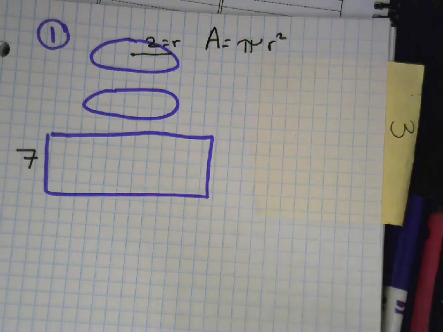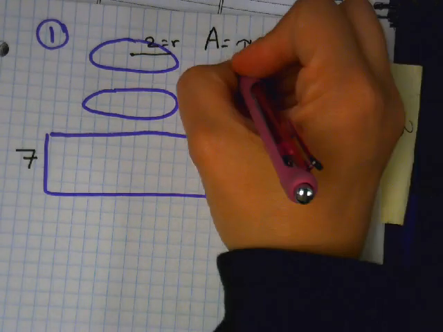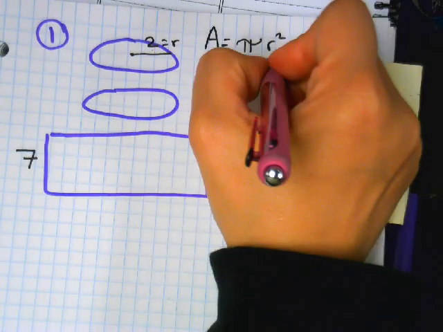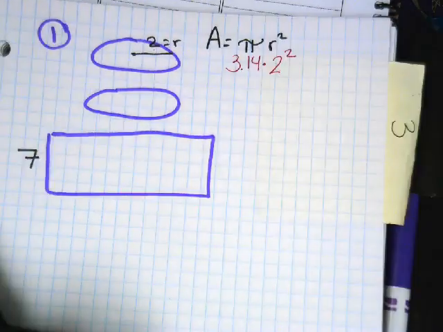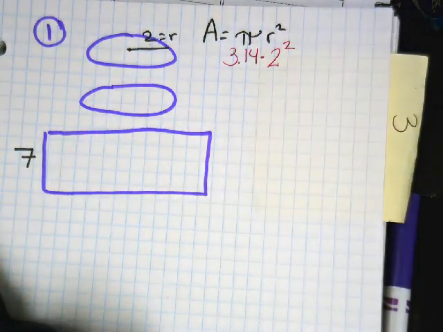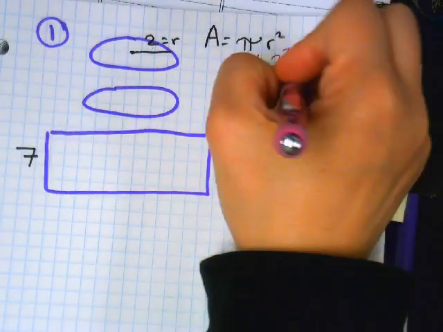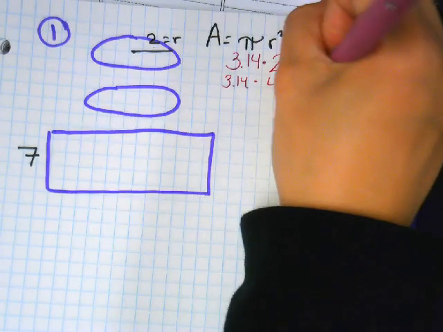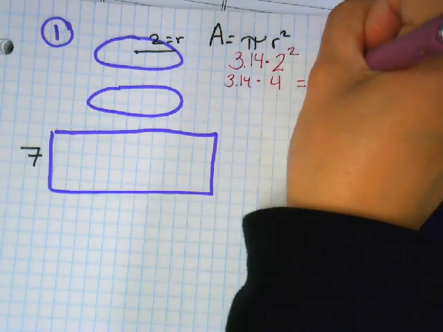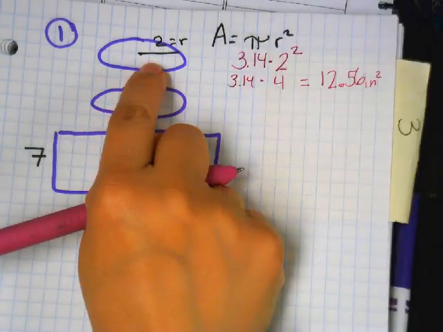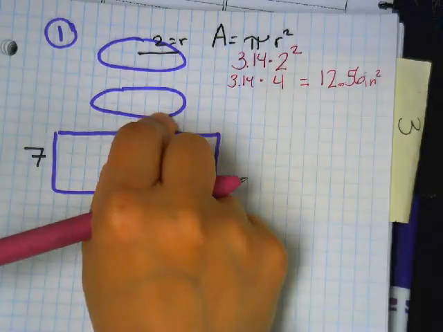So substitute the numbers. What's pi? 3.14. What's my radius? 2 squared. What's 2 squared? 4 times 3.14 equals? Inches squared. Well, that's for one circle. Is it the same thing for the other circle? No.